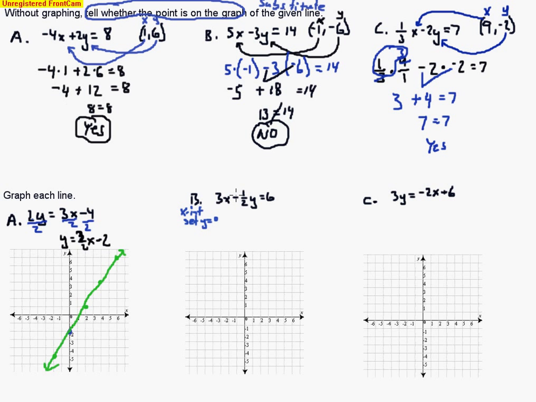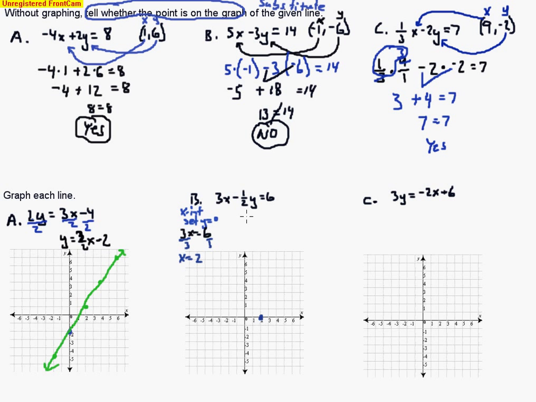Just write down 3x equals 6. And then if I divide by 3, I'll have my x-intercept. Now this is not the slope, this is the x-intercept. So divide by 3, I've got x equals 2. So I go over on the x-axis, 2 spaces, and put a dot. Alright, that's the x-intercept. Let's take a look at the next one.